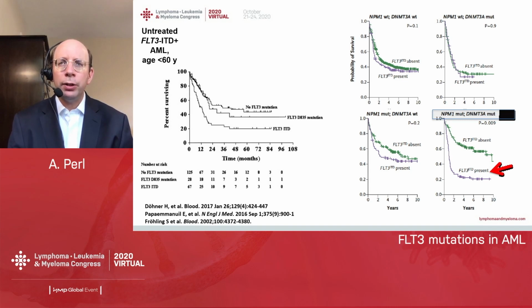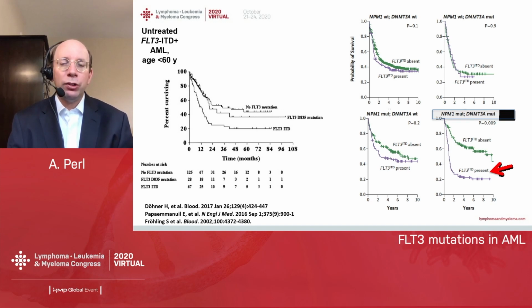Those are best validated and shown here from this study from Elli Papaemmanuil from the Sanger group, looking at a very large number of patients treated intensively for AML across all age groups and sequenced for a large number of AML-associated mutations. As you can see, the worst prognosis were patients who had DNMT3A mutations and FLT3 ITD mutations, worse than any other permutation of those three commonly mutated genes in AML.